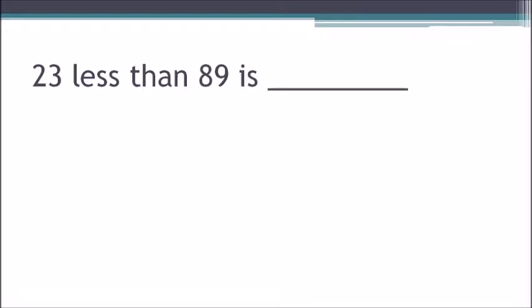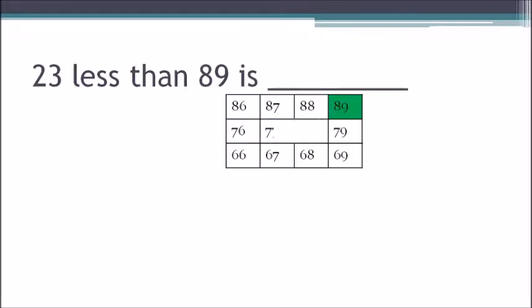Now let's do another one. 23 less than 89 is dash. So we are in the position of 89. What we have to find? We have to find the number which is 23 less than 89. So whenever we are doing this kind of question, first take up your position. In this question we are in the position of 89 and second number is we have 23.